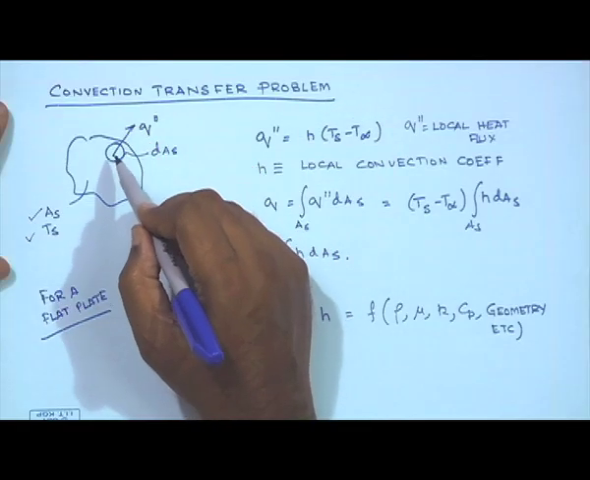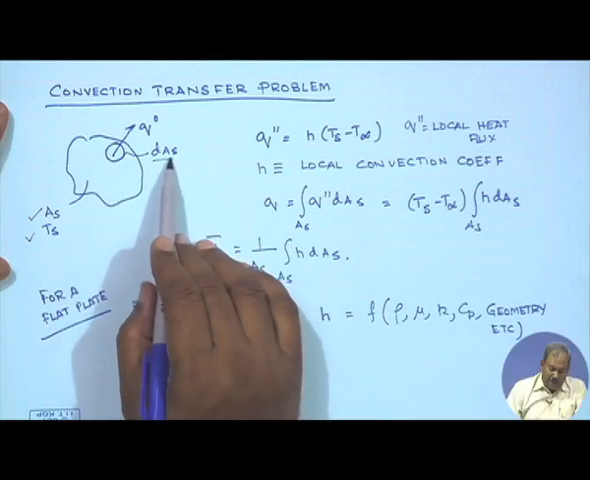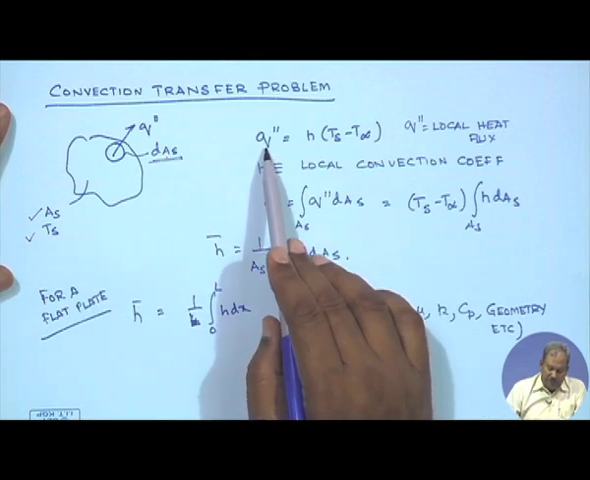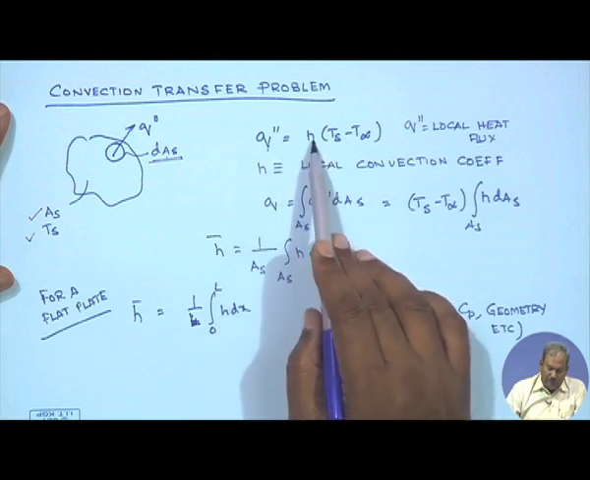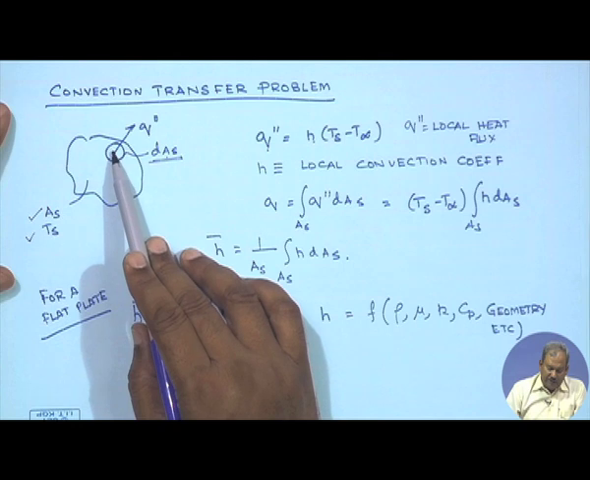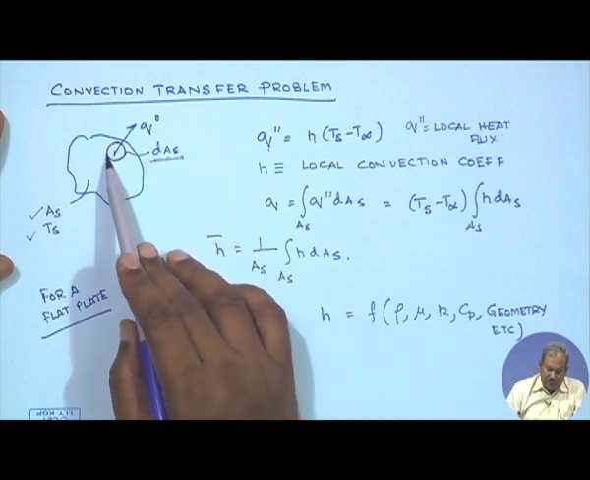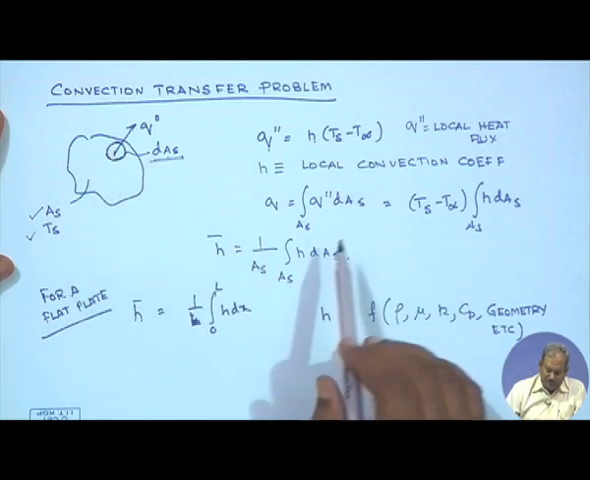So, in order to do that, first we will start with what is a convection transfer problem. So, let us say we have an object whose area is As and it's at a constant temperature of Ts, and it's losing some amount of convective heat, and the area from which the heat loss is taking place is dAs. So, we know from Newton's law of cooling, the local heat flux is provided by h, where h is the local convection coefficient in this differential area.